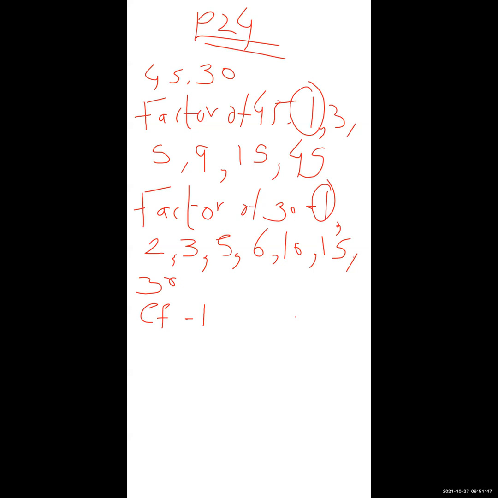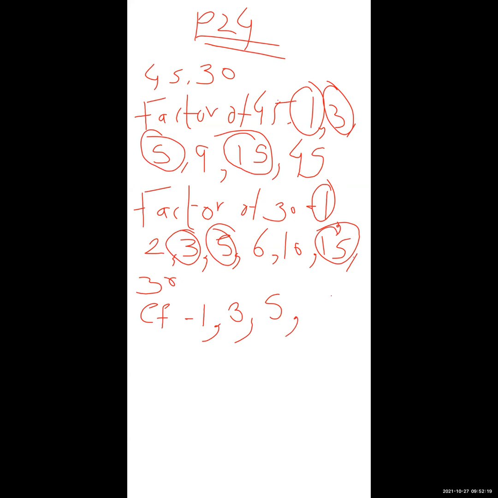2 is not there in the factors of 45, so we will not take 2. 3 is there in both the numbers, so we will take 3. Students are giving me the answer. Next, 5 is there in both the numbers, so we will write 5. 6 and 9 are not there. 15 is there, so we will write 15. So these are the common factors.